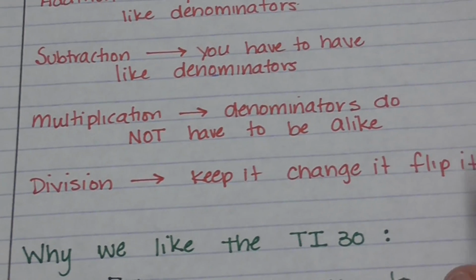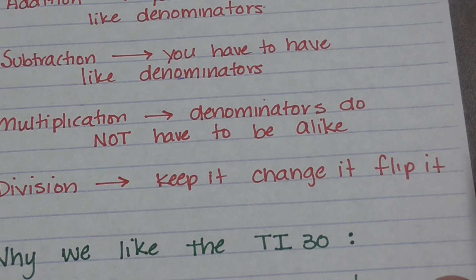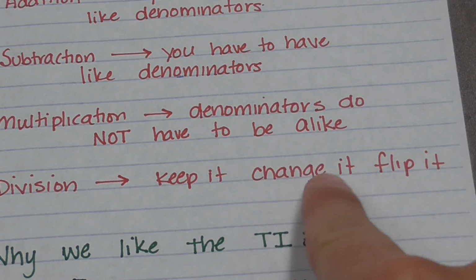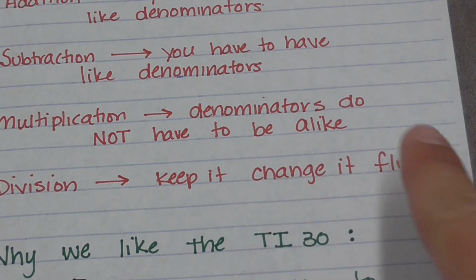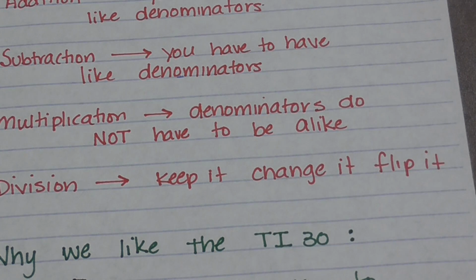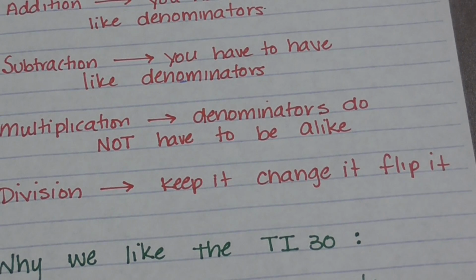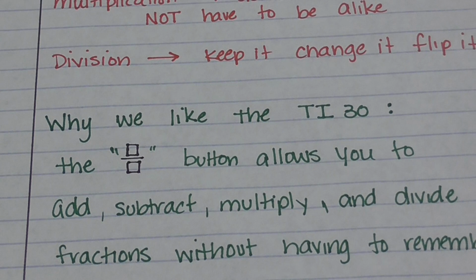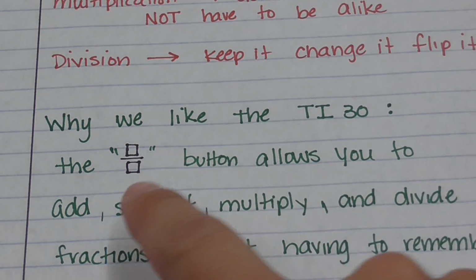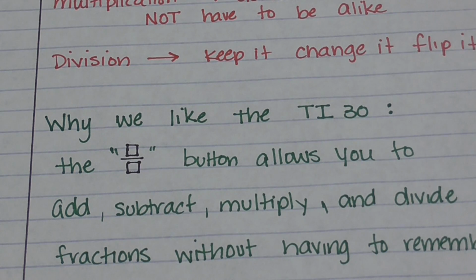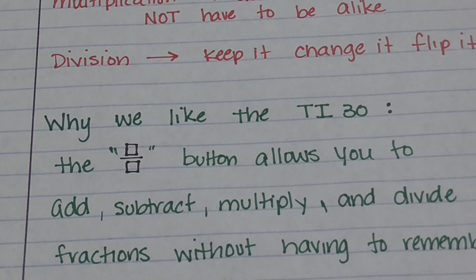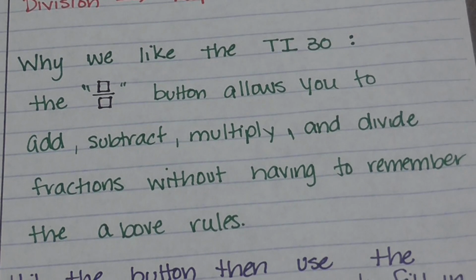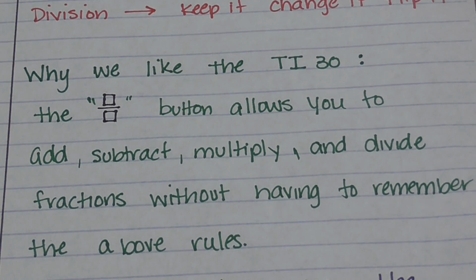In division, you use a method I call keep it, change it, flip it. All right, you're going to keep the first fraction, change the division sign to multiplication, and flip the second fraction over. All right, as hard as that is to remember, this is why we like the TI-30 calculator. This button right here on the calculator allows you to add, subtract, multiply, and divide fractions without having to remember any of the above rules whatsoever.